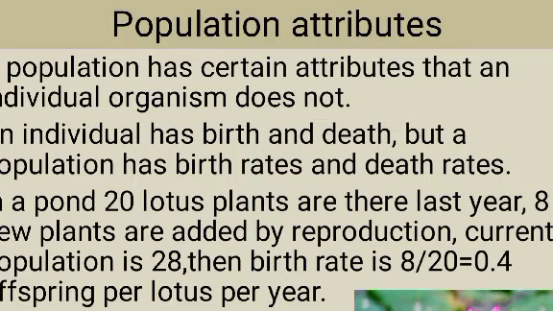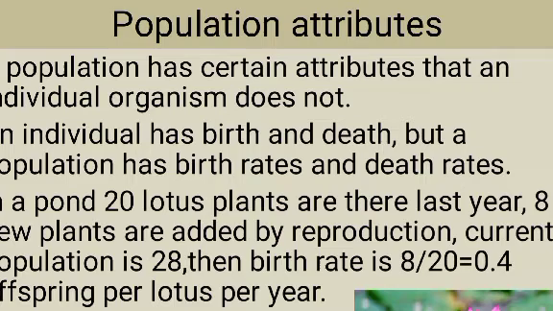But when we consider a population, we do not say birth of an individual, we say birth rate and death rate. When an individual is considered, we can say birth and death. That is, an individual is given birth, or an individual has died, isn't it? But when we consider a population, we say as what?